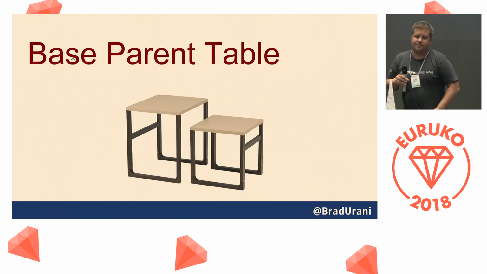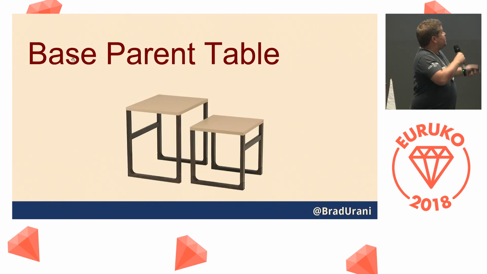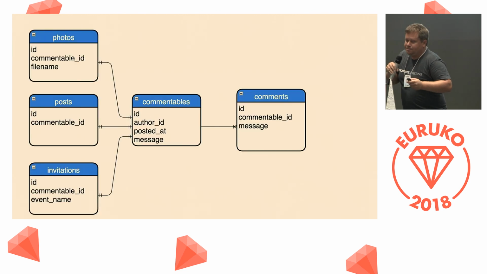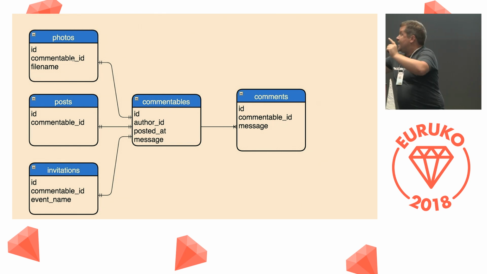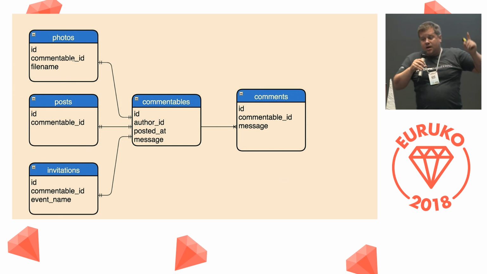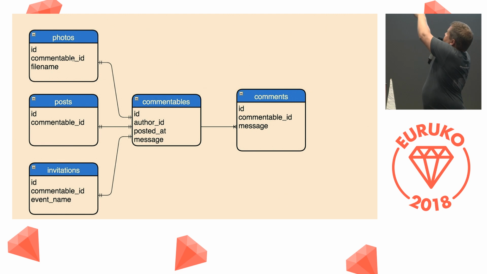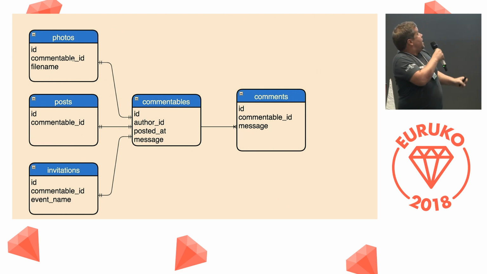All right, so another alternative is this pattern called base parent table, and it looks like this. So first of all, on our parent table, what you see is you've got a commentable ID on this side. So we've moved the foreign keys over to the right side, and then we have a table in the middle called commentable, the primary key of which references the keys on that side, and then we've got comments over here.